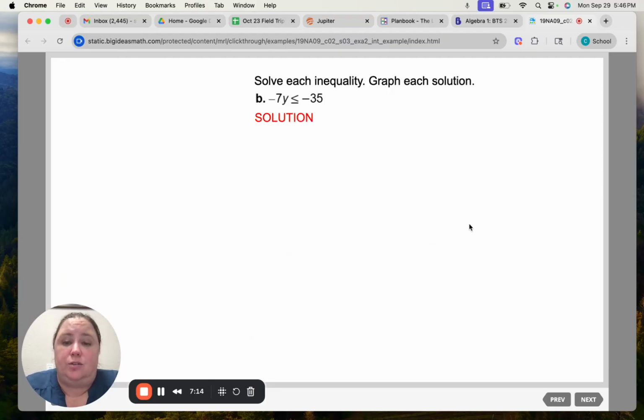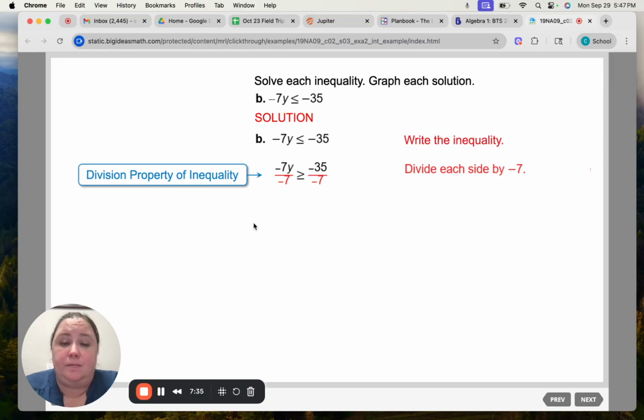All right, so now let's look at B. So first thing is to write it down. Negative 7y is less than or equal to negative 35. We're solving for y, so we're trying to get everything away from the y. So what do we do when you have a number next to a letter? It means multiplication. So what are we going to do? Division. So we're going to divide by negative 7.